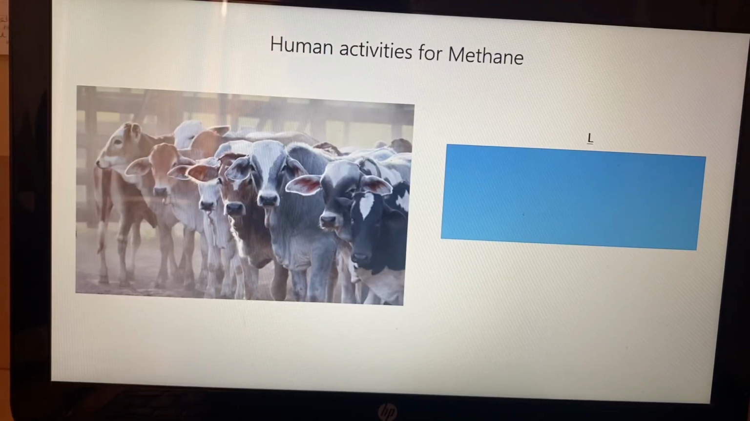And lastly, talk about livestock and cattle farming being one of the biggest drivers of methane levels in the atmosphere. The digestive system of cows especially releases large amounts of methane, and that is one of the biggest drivers of climate change as well.